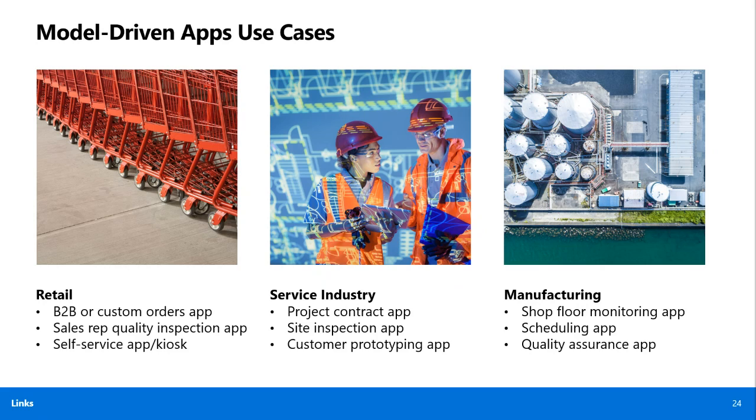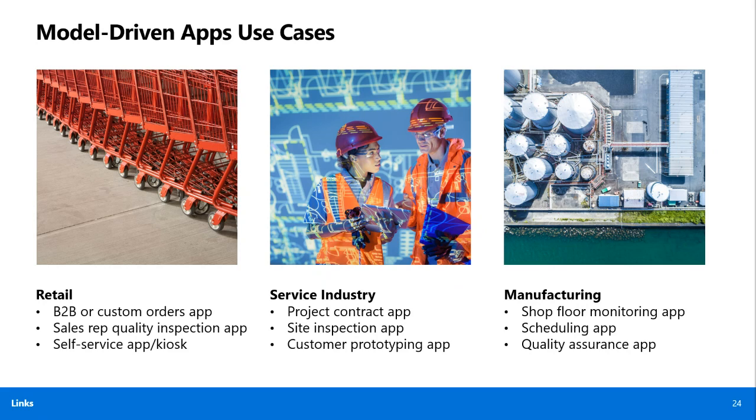Another example would be a sales rep quality inspection application that allows your sales reps to go out, use their tablets in the retail stores and do quality inspections. Another example would be a self-service app or a kiosk type app that you could use in your stores to allow your customers to maybe do price lookups or order products that aren't available in your store, or even find out where a product is located in your store, get additional information about your products.